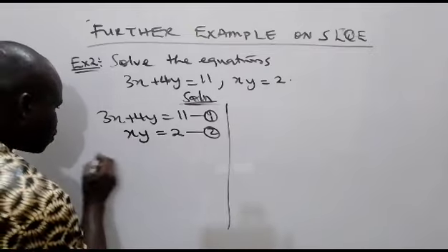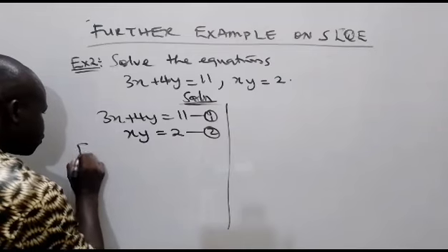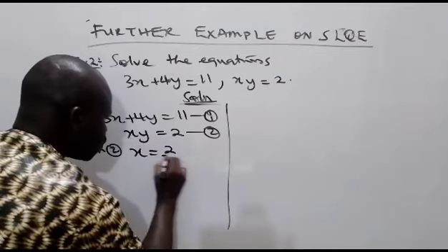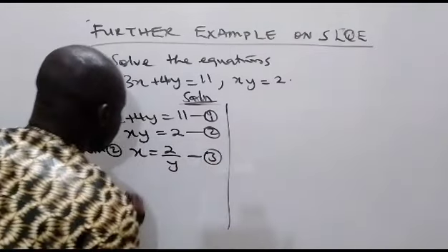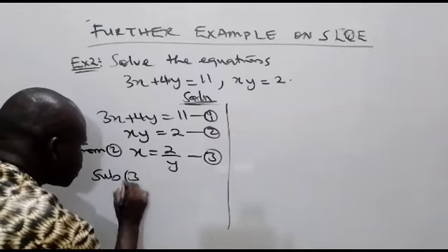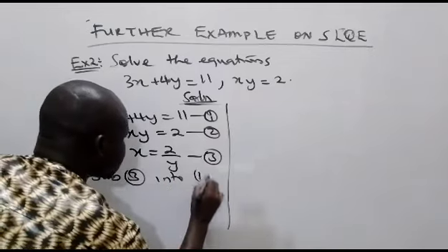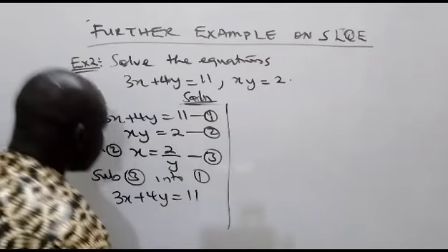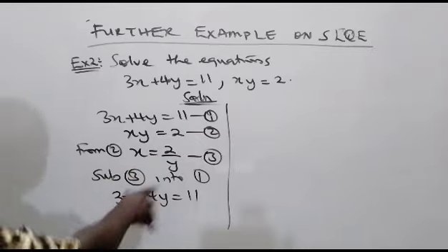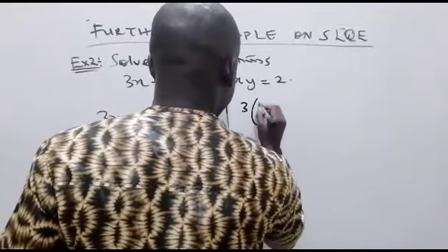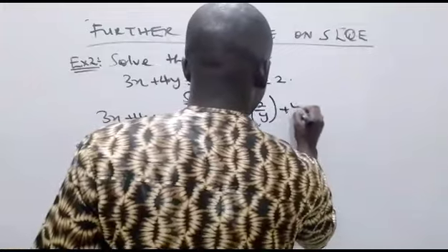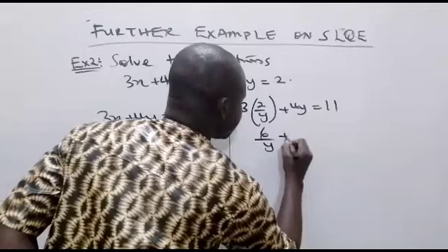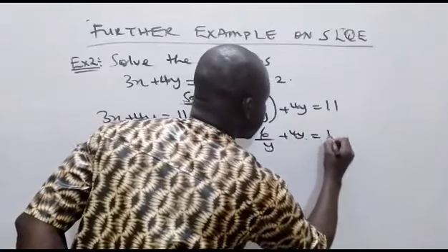From what we have there, we can make x the subject from equation 2. From equation 2, x can be equal to, dividing both sides by y, 2 all over y, equation 3. I will now substitute equation 3 into equation 1. What is equation 1? 3x plus 4y is equal to 11. So what is x now? x is the same thing as 2 all over y. That is, I'm going to have 3 into bracket 2 all over y plus 4y is equal to 11. Then I can have 6 all over y plus 4y is equal to 11 all over 1.